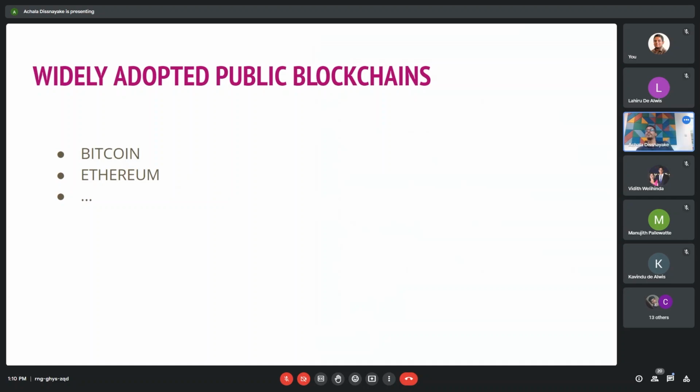So widely adopted public blockchains, you have Bitcoin, Ethereum, and there are a lot more now. Honestly, I don't know what the main ones are, like Stellar and everything.